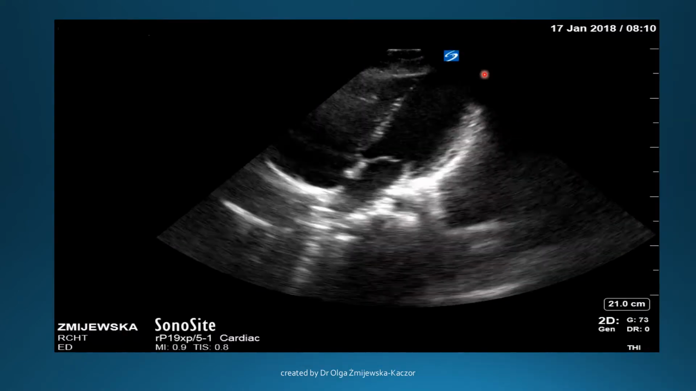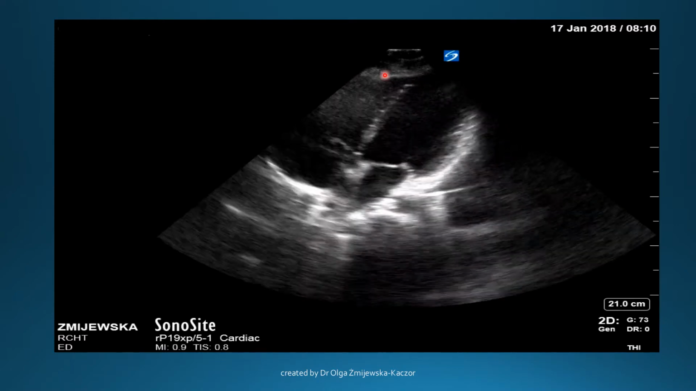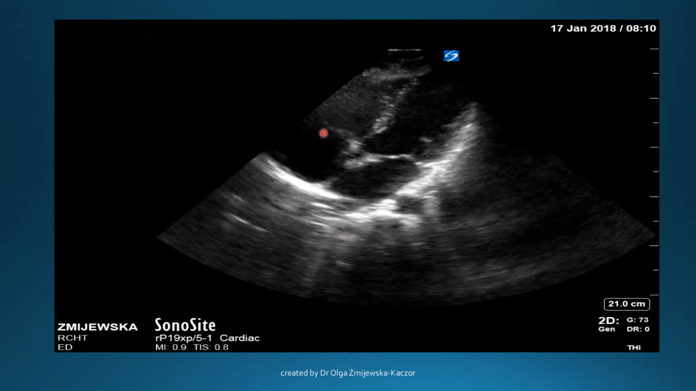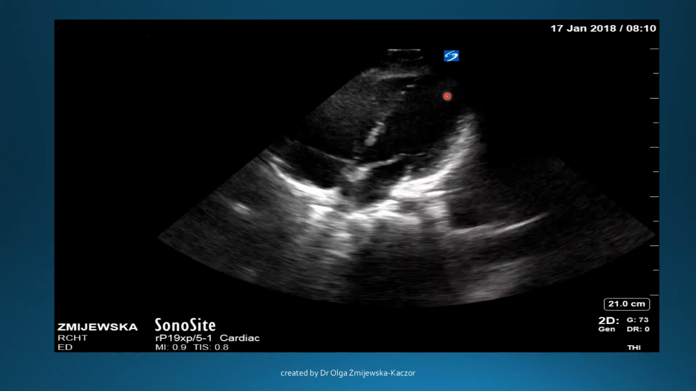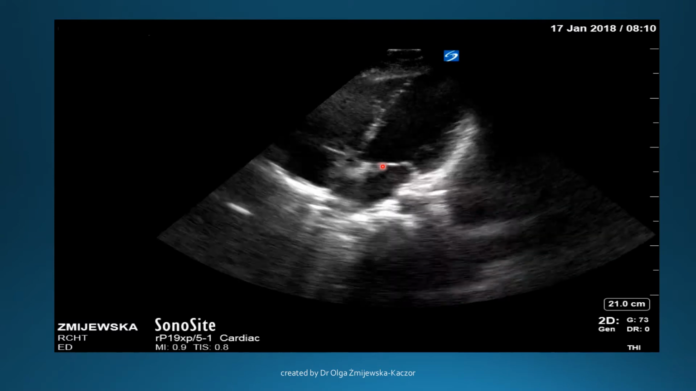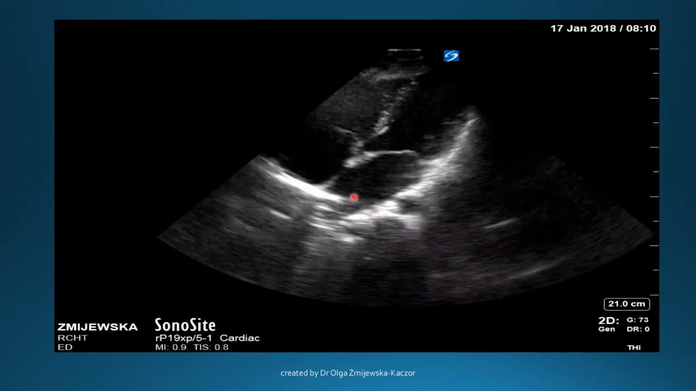And again, as you can see on the picture, that's the right heart. So you can see the right ventriculum, tricuspid valve, right atrium. On the other side, you can see the left heart. So you have left ventriculum, mitral valve and the left atrium.